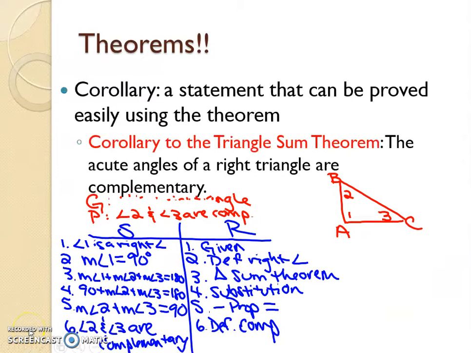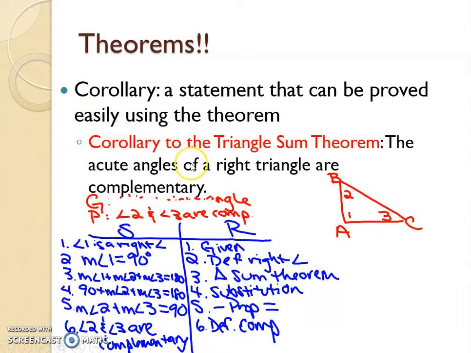So we're going to have a new term. It's called a corollary. It is a vocab word. It sounds kind of odd, but it's called a corollary. It means a statement that can be proved easily using the theorem. So the corollary to the triangle sum theorem: the acute angles of a right triangle are complementary. So corollary means a statement that can be proved by using a theorem.